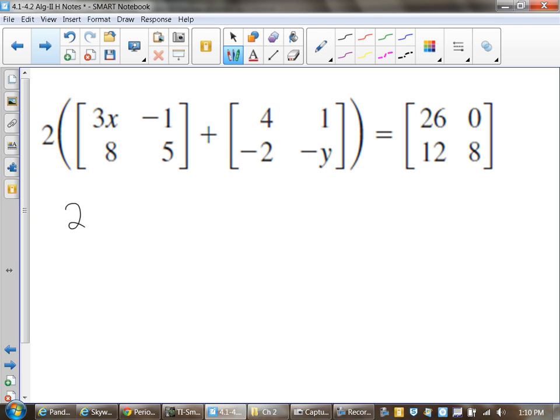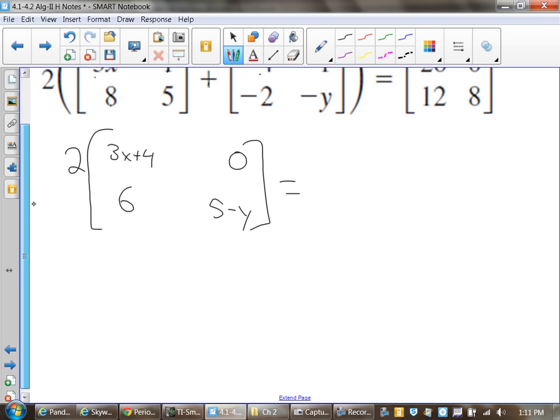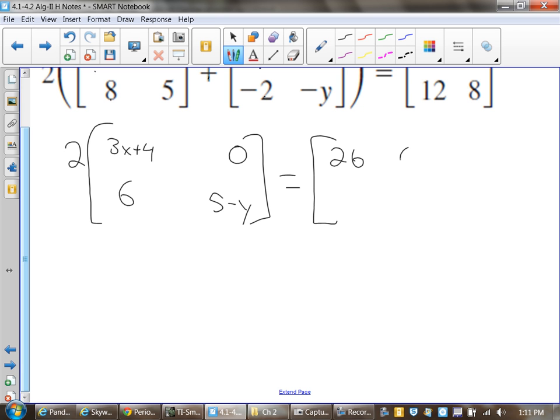So if I start with that and I put my 2 out here, I get 3x plus 4, -1 plus 1, 8 plus -2, 5 plus -y. And I get the resulting matrix for the equation on the left. Does anything change what's on the right? Nope. It still has to equal 26, 0, 12, and 8.